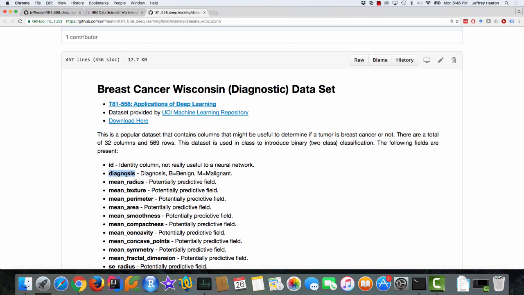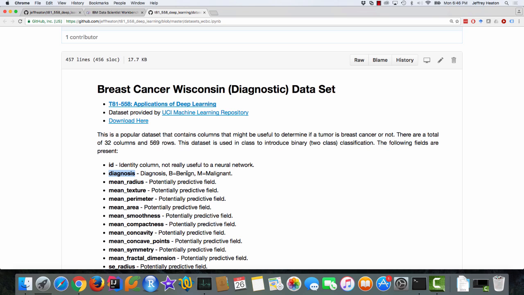Diagnosis, this is your target, so this is what you're trying to predict. It's a binary classification, so benign means that they don't have cancer. It's a tumor, but it's not a cancerous tumor. And malignant means that it is cancer.